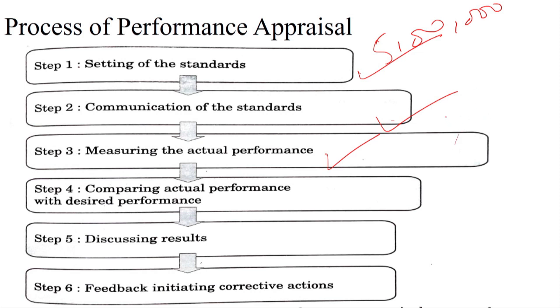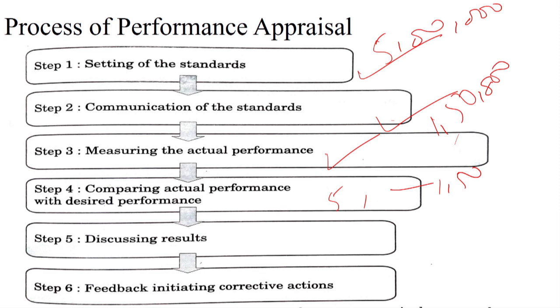For example, if the people have only attained, supposing, 1,50,000, this is the actual performance given by the employee. Then we compare the actual performance with the desired performance. The desired was 5 lakhs, but the actual is 1,50,000. So here the result is quite apparent, right? The actual performance is less than the anticipated or standard one.